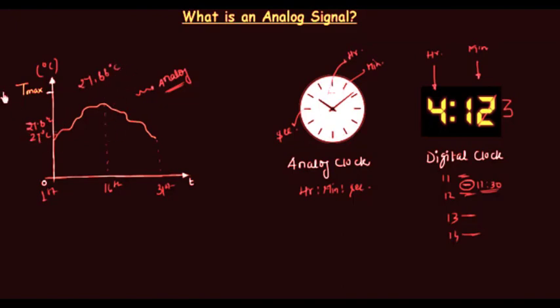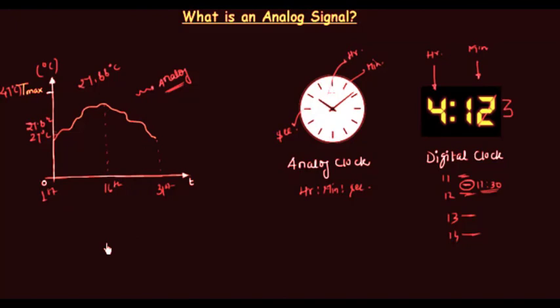And let's say Tmax is 47 degrees Celsius. So from 0 degrees Celsius, we can have any value up to 47 degrees Celsius. So this one is analog because it can take any value within the given limit. So an analog signal is a signal which can take any value within the given limit.